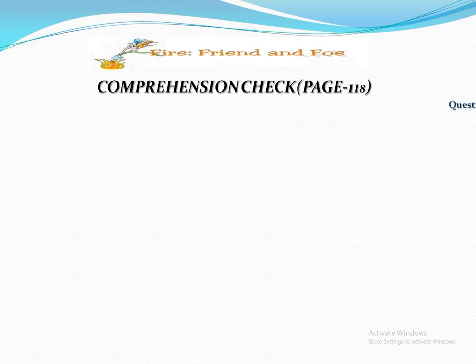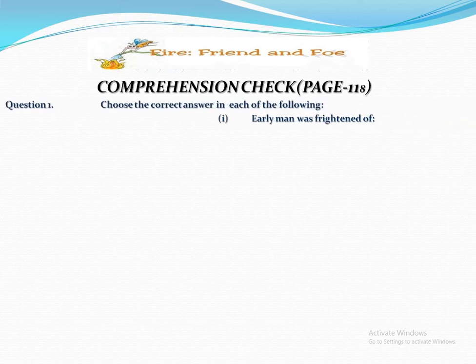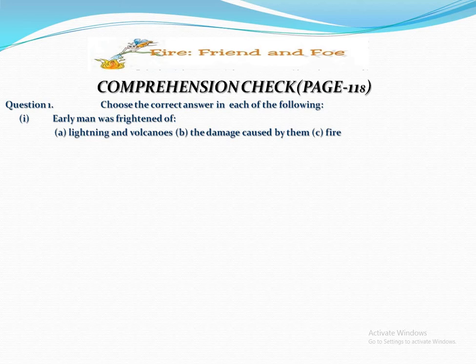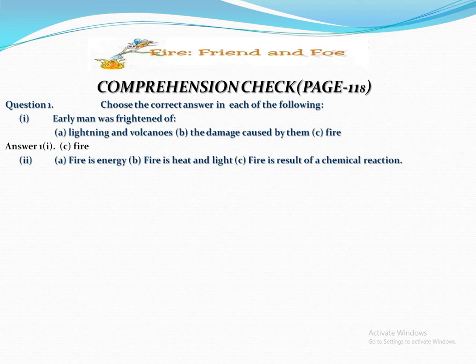The first question under this exercise is choose the correct answer in each of the following. The first part of this question is early man was frightened of. The choices are A. Lightning and volcanoes, B. The damage caused by them, or C. Fire. The correct answer is C, that is fire. Now second one is choose the correct sentence. A. Fire is energy, B. Fire is heat and light, or C. Fire is result of a chemical reaction. The correct sentence is fire is result of a chemical reaction.